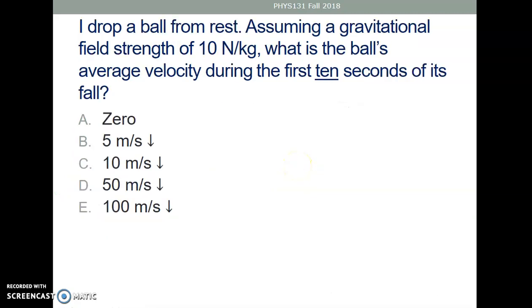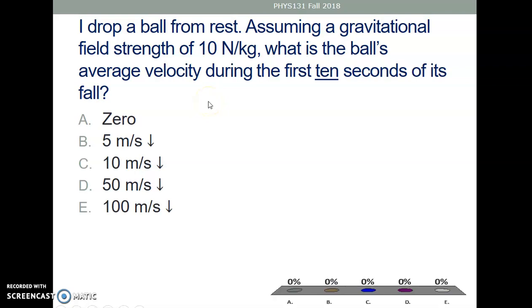Okay. A ball is dropped from rest. Assuming gravitational field strength of 10 newtons per kilogram, what's the ball's average velocity during the first 10 seconds of its fall? This is a very important one. Okay. 0, 5 meters per second, 10 meters per second, 50 meters per second, or 100 meters per second downward. Pause the video and give your answer.